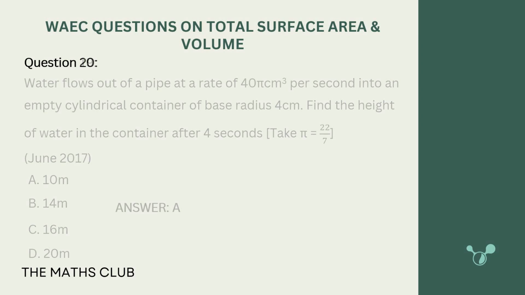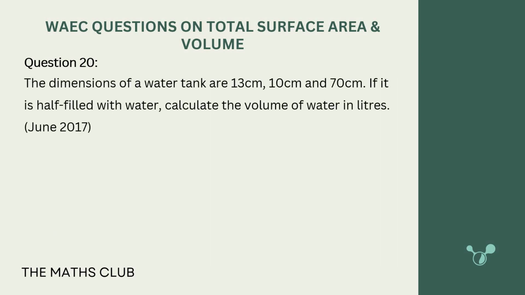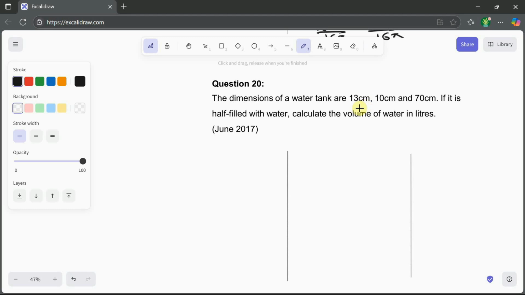Great. Question 2 says that the dimensions of a water tank are 13 centimeters, 10 centimeters, and 70 centimeters. If it is half filled with water, calculate the volume of water in liters. This is taken from June 2017. So we're given the breadth, the width, and the length of the tank. Let's say the tank is a cuboid. Then if it is half filled with water, calculate the volume of water in liters. We know that the volume will just be length times width times height, so that will be 70 times 13 times 10.